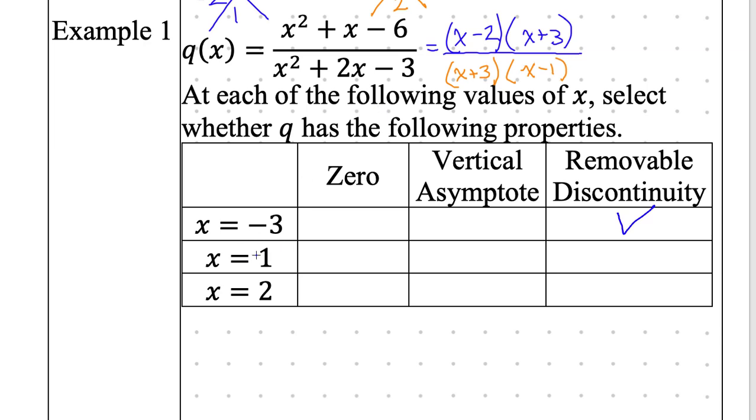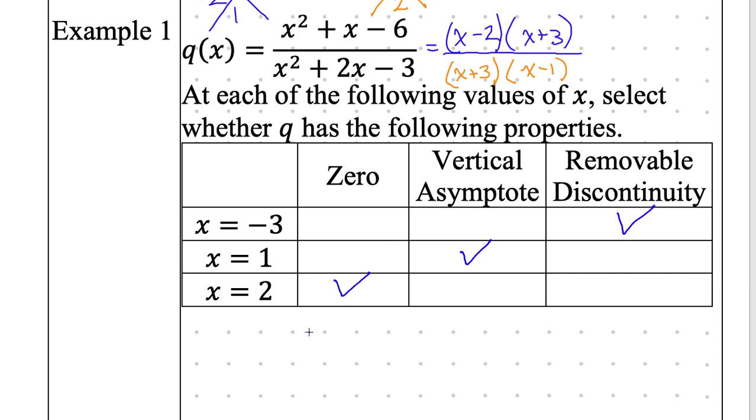X equal to 1. Which one is it referring to? Obviously, it's referring to x minus 1. Therefore, is it a 0, vertical asymptote, or removable discontinuity? Gio? It can only be 1. Vertical asymptote is indeed correct. And finally, x equals 2. Chris, what is that? X is equal to 2, so is that on the top or the bottom or both? Top, therefore it is indeed a 0.